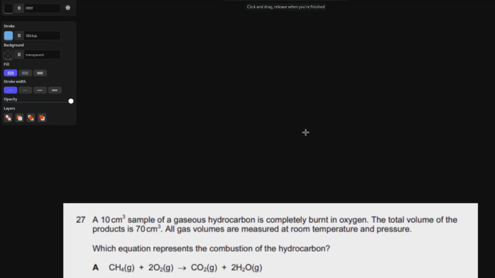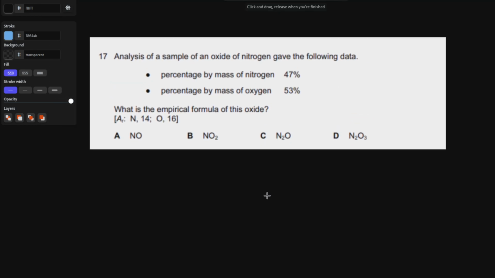Let's continue onwards to the second last question, and that is this one right here. These empirical formula questions are quite simple. First of all, let's get a simple understanding of what an empirical formula is. An empirical formula is the simplest ratio of the atoms present in a molecule. All right, it does not represent the molecular formula, it only represents the empirical formula.